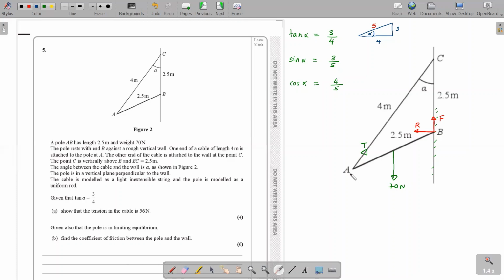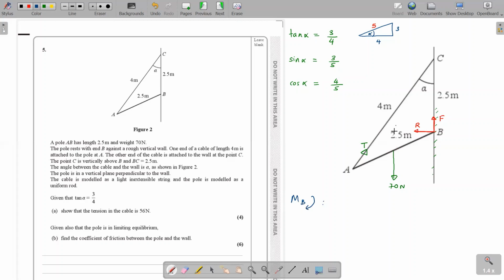A. If you take moments around A, you need to consider both F and R. No, we'll take moments around what? B. If you take moments around B, then you need to only deal with the 70 newton and the P. That's all. Let's take moments around B. So I'll take clockwise as positive.